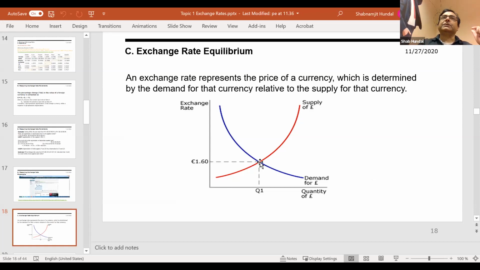And this is why, if you have read some economics course before, the classical economists call it the invisible hand. That if there is any disturbance, then this disturbance is automatically taken care of, or removed, by the equilibrium, by the invisible hand. And what is the invisible hand? This is the market. And what is the market? Market is an interaction of demand and supply, simple. So this is how the exchange rate is determined in the market on a daily basis.